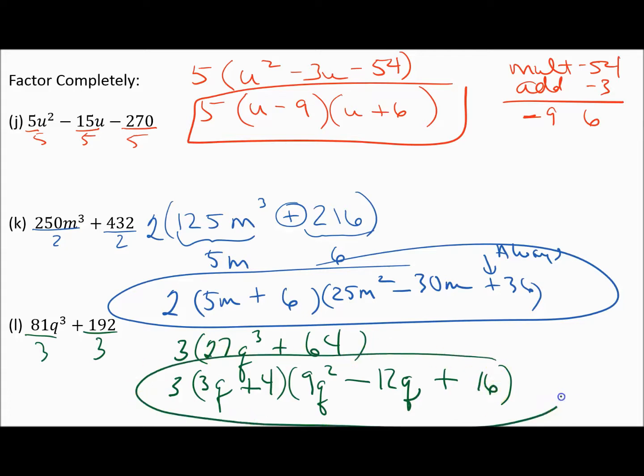This is completely factored. If you have trouble with that, you may want to go back to the video where we factor perfect cubes, and that is section 7.4, the first video in section 7.4. What you learned in that video is that these trinomials that we have here will not factor again. So that is completely factored. That's why I haven't even checked to see if 9q squared minus 12q plus 16 would factor. You could try, but I promise you those won't factor.